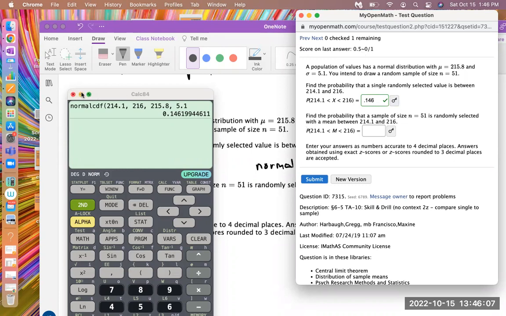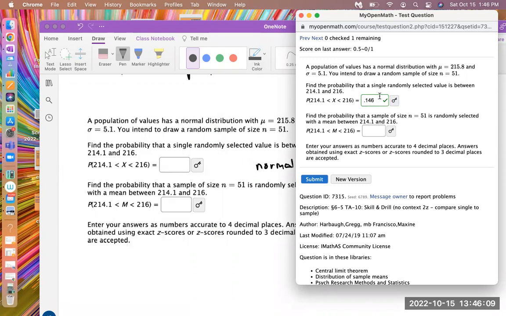Let's go on to the next part of this. And you have to be really careful, because sometimes the homework program is very picky. It may want exactly 4 decimal places. It may want 3 decimal places. So just be careful. I have here, enter your answers as numbers accurate to 4 decimal places. Answers obtained using exact Z-scores rounded to 3 decimal places are accepted. Okay. So pay close attention to the rules that they have about how many decimal places they want you to round to.